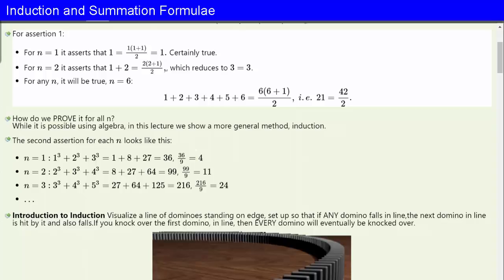For n equals 1, it asserts that 1 is the ratio 1 times 1 plus 1 over 2, which turns out to be 1. Certainly true. For n equals 2, it's a new assertion. It says that 1 plus 2, the sum of the first 2 natural numbers, is the same as the ratio 2 times 2 plus 1 divided by 2, which reduces to 3 equals 3. And if you check it for any n, it turns out it's true. Here is n equals 6. You add up the numbers 1 plus 2 plus 3 plus 4 plus 5 plus 6, and you get exactly the same as 6 times 6 plus 1 divided by 2. That is 21.